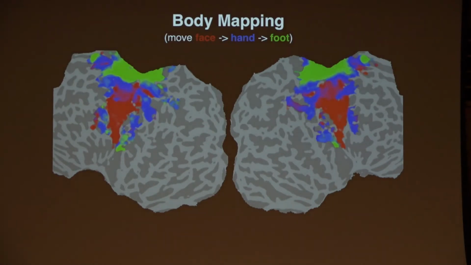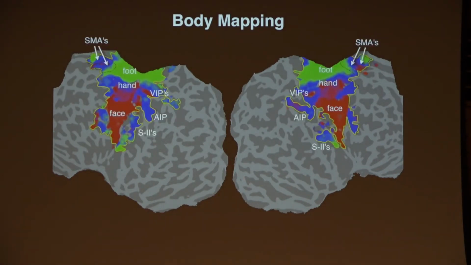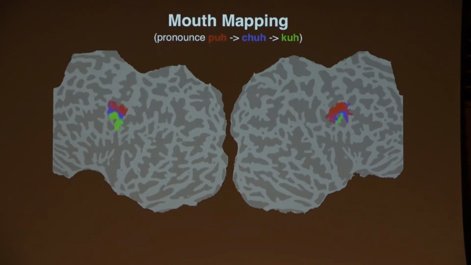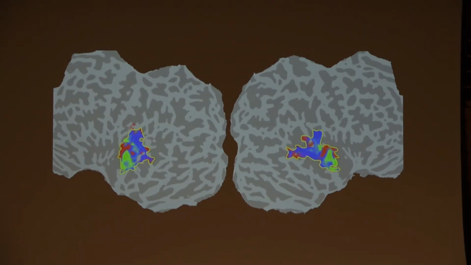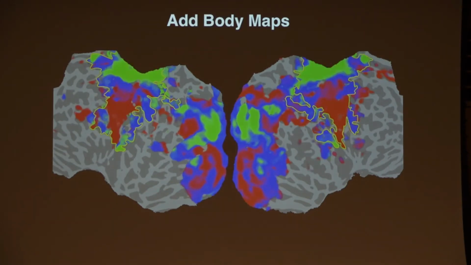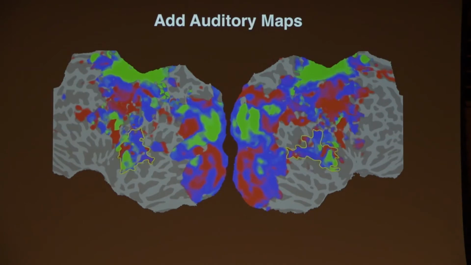Here's a body map. So you can actually see the VIPs appearing there. You can see a little bit of AIP appearing. You can see the S2s showing up. You can see the supplementary motor areas showing up. There's a map of the mouth in this subject. There's the lips going down to the throat. There are auditory maps in this subject, and so we'll just paste them all together. So there are the auditory maps, the visual maps, plus the somatomotor maps, plus the mouth map.